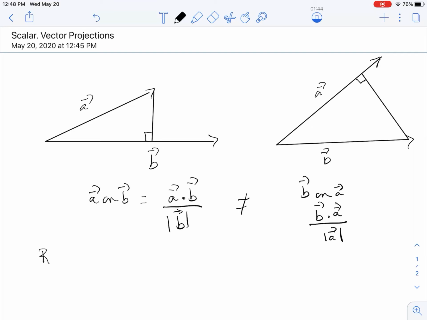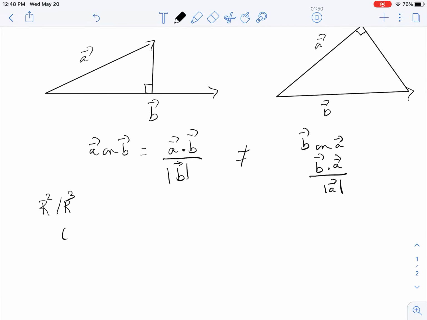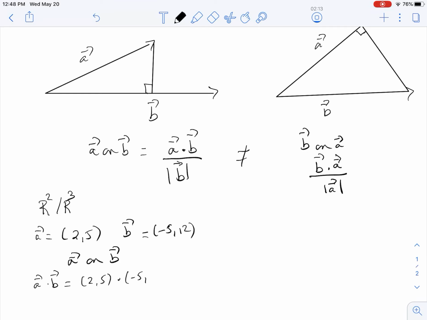So again, let's get some numbers in here. We're going to do an example in R2, but this works for 2-space and 3-space. I'm going to say that A is (2, 5), and B is (-5, 12). And I want to project A onto B. The first thing we need is a dot product. When you do the dot product algebraically, you get a scalar. So 2 times -5 is -10, 5 times 12 is 60, so that'll give me 50.